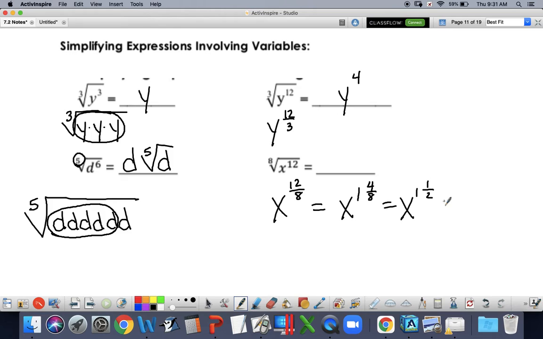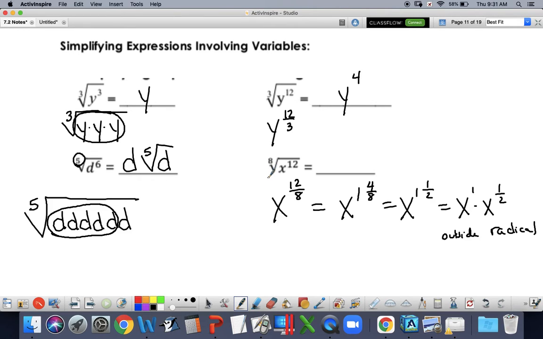So here's what I do. I've got a whole number 1 and a fractional value of 1/2. So I like to break that out this way, x to the 1, x to the 1/2, just so I can see it. Because if there's a fractional exponent, that tells me that's the radical part, and this part here is outside of the radical.